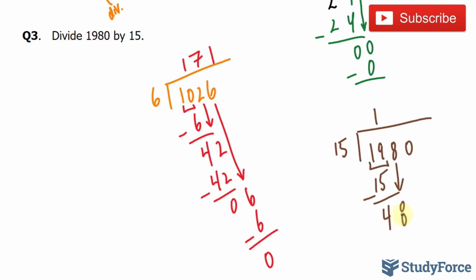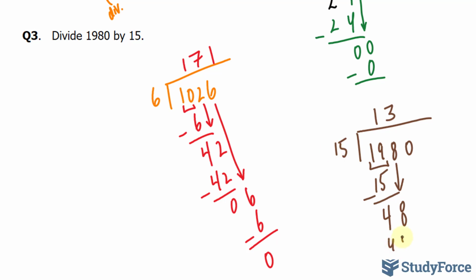If we bring the 8 down, we now have 48. Now we have to determine how many times 15 fits into 48. 15 times 2 is 30. Times 3 is 45. Anything over 3 is greater than 48, so 3 is the one we choose. 3 times 15 is 45. Subtracting 45 from 48 gives us 3.